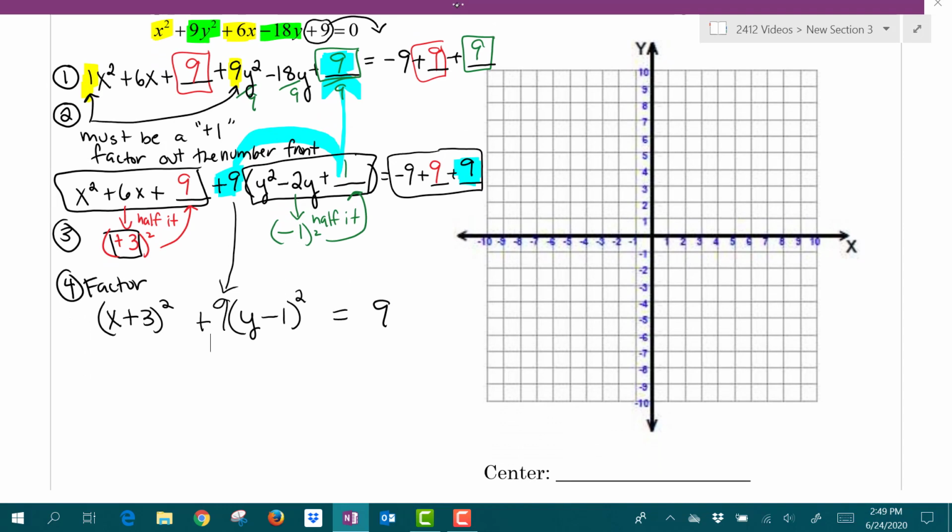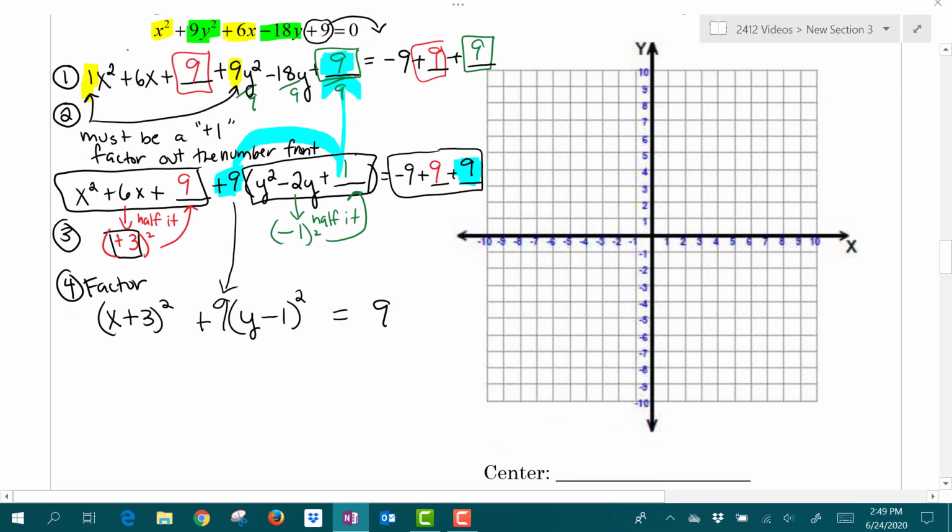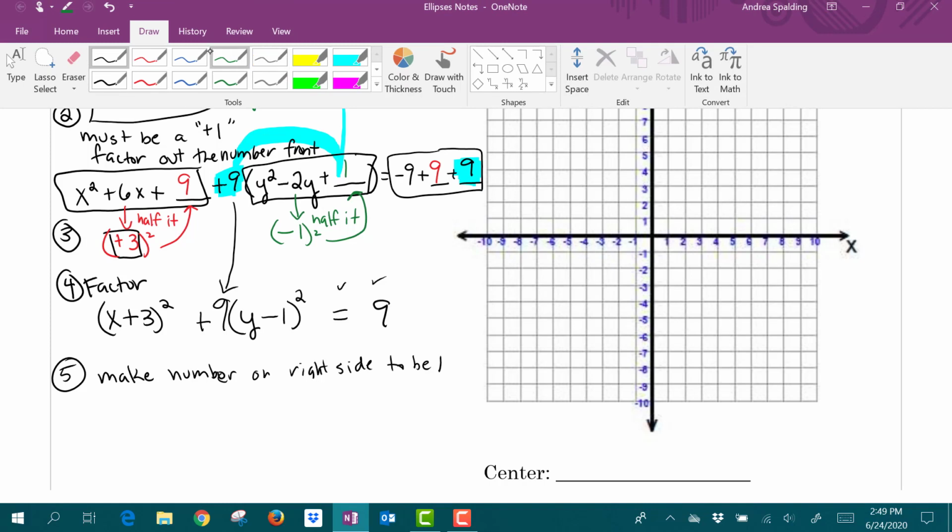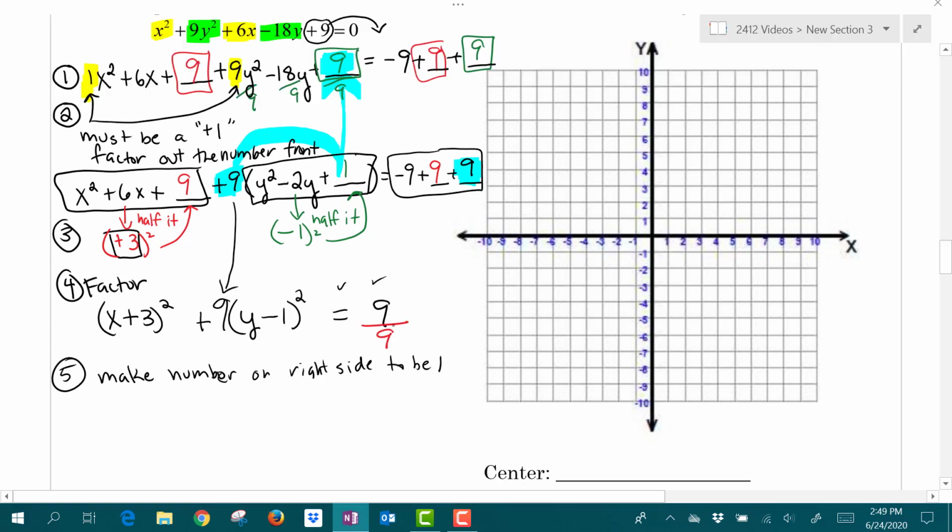Alright, so we're really close. Remember, our goal is standard form. We need two parentheses squared, we need denominators. We also have to have the right hand side equal 1. So our next step is to make the number on the right side to be 1. So I'm going to divide 9 by itself and I get a 1. Now, I can't just do that to the right side of the equation, I have to do it to everything on the left side as well.